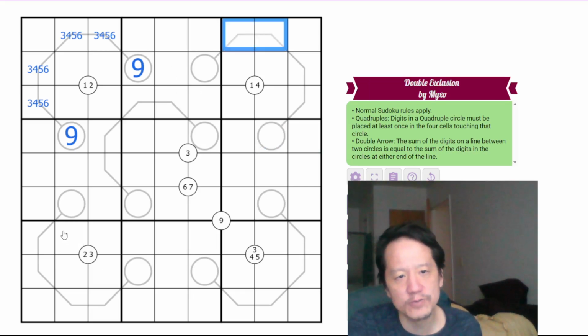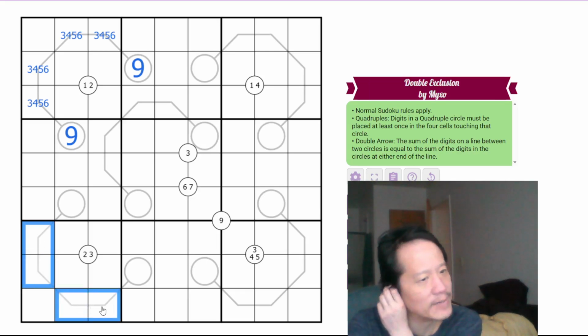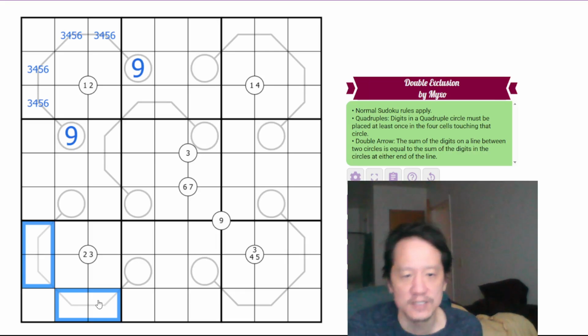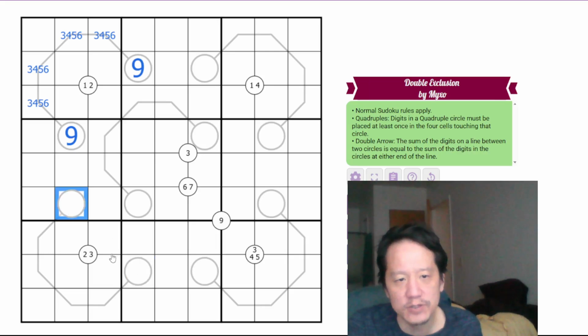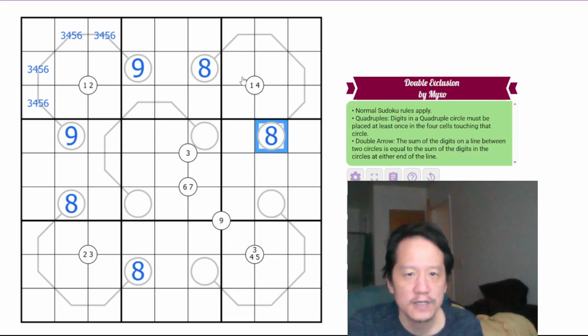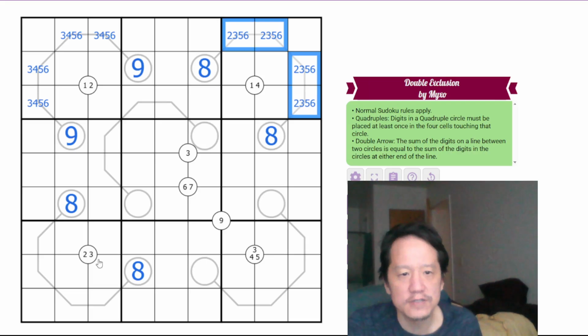And I think it's similar for this one, right? If you have 2 and 3 here, the minimum amount for these 4 cells must be 1 plus 4 plus 5 plus 6, which is 16. And this is maximally 8 and 8, because you can't have a 9 in either cell. So this must be 8 and 8. This must be 8 and 8. And these have to be 2, 3, 5, and 6. And this has to be 1, 4, 5, and 6.